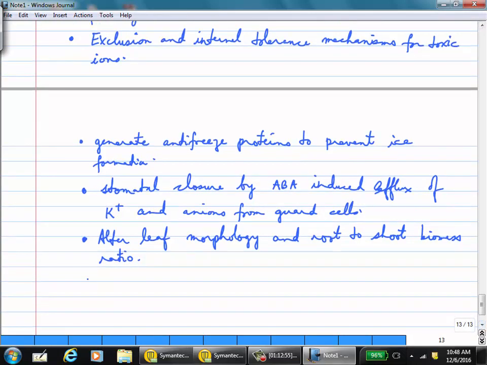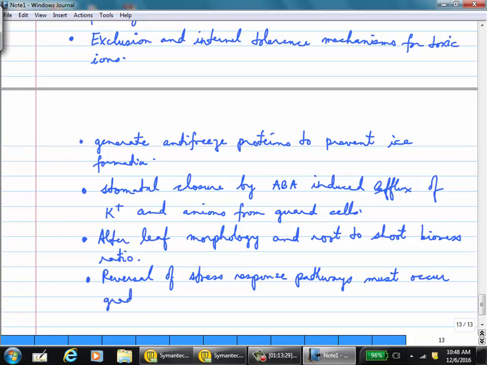Now, suppose the plant has been subjected to stress and it has activated the stress response pathways. If you suddenly remove the stress, the plant is going to die. It needs a gradual reduction of that stress so that it can slowly adapt to the new conditions. So reversal of stress response pathways must occur gradually so that you don't start producing too much ROS. So no ROS production.